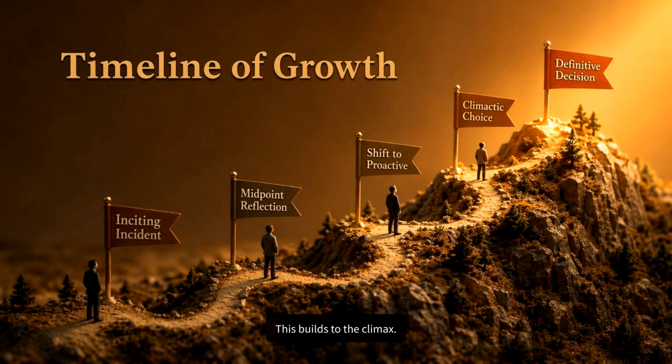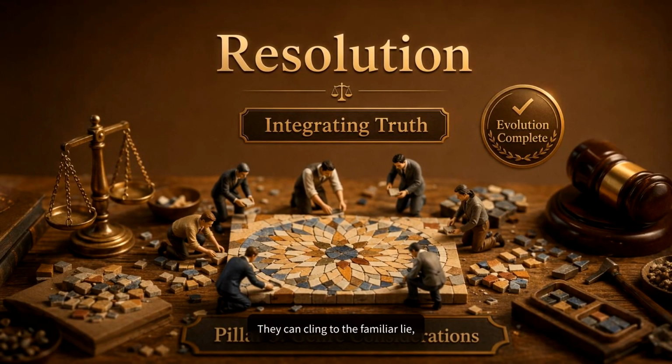This builds to the climax. Here, agency and conflict collide. The character must make a definitive choice. They can cling to the familiar lie, or they can embrace the truth. Finally, we reach the resolution. The character emerges with a new self. They have integrated the truth, proving their psychological evolution is complete.